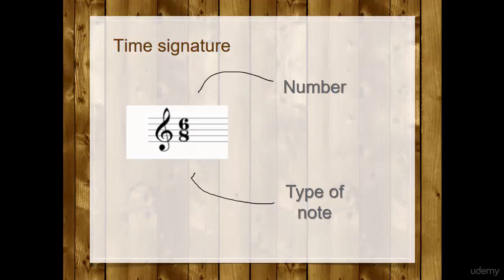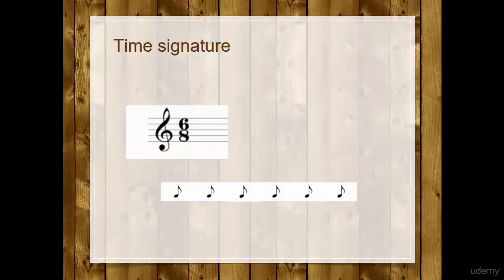This kind of time signature, 6/8, remember, is the number and the type of note. So 8 must be right here. So I need 3 kinds of these notes.